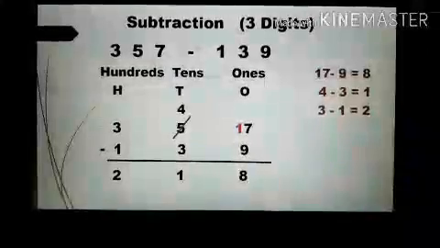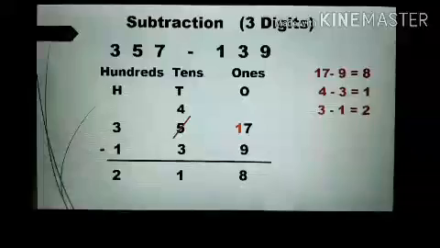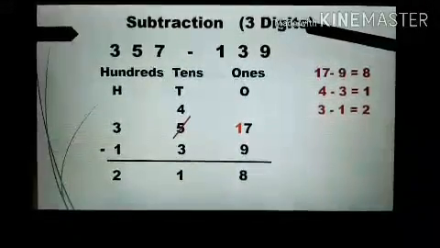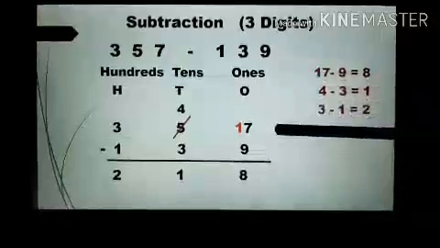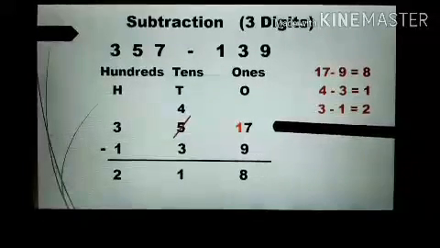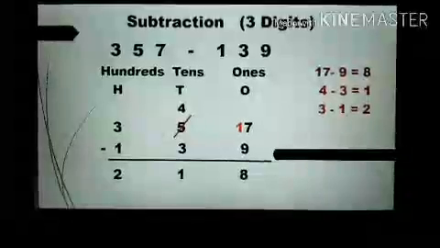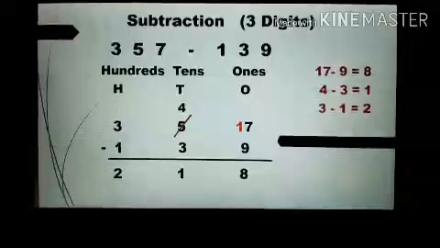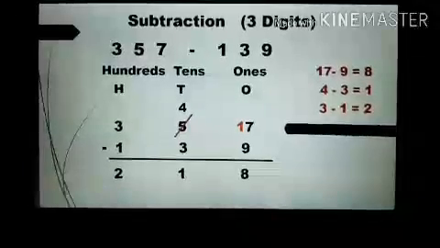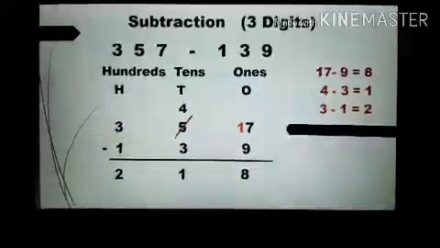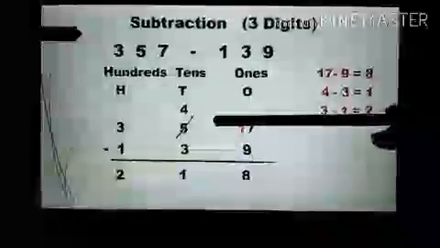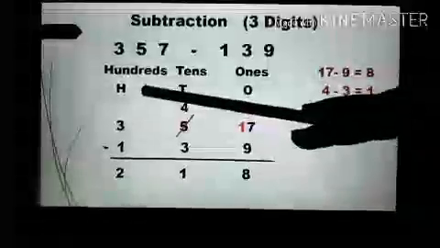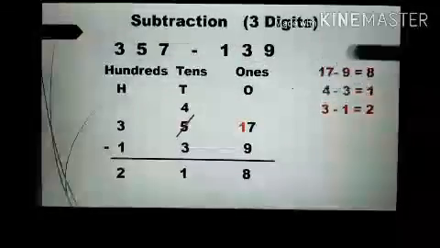Now we will discuss subtraction of 3 digit numbers. Our first question is 357 minus 139. Write down the bigger number 357 first and the smaller number 139 directly below it. Arrange the numbers vertically so that hundreds, tens and ones place digits are lined up. 357 means 3 hundreds, 5 tens, 7 ones. 139 means 1 hundred, 3 tens, 9 ones.